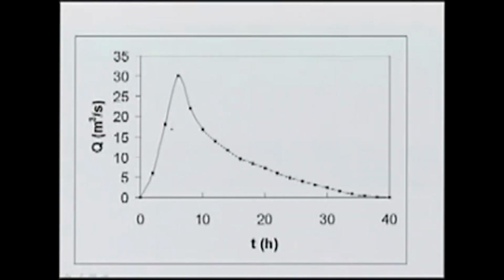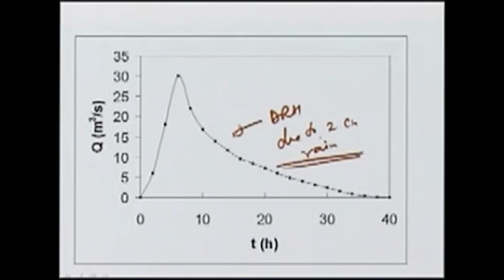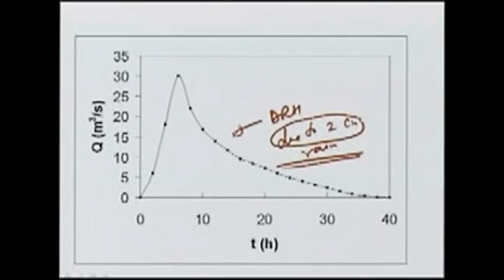So, we have 6, 18, 30, and therefore this hydrograph is the DRH due to 2 centimeter rain. Assumptions, of course, are that it is uniformly occurring over the entire area of 60 kilometer square. Once we have this DRH, finding the unit hydrograph is quite straightforward, because this is due to 2 centimeters of rain and we want the unit hydrograph which corresponds to 1 centimeter of rain.